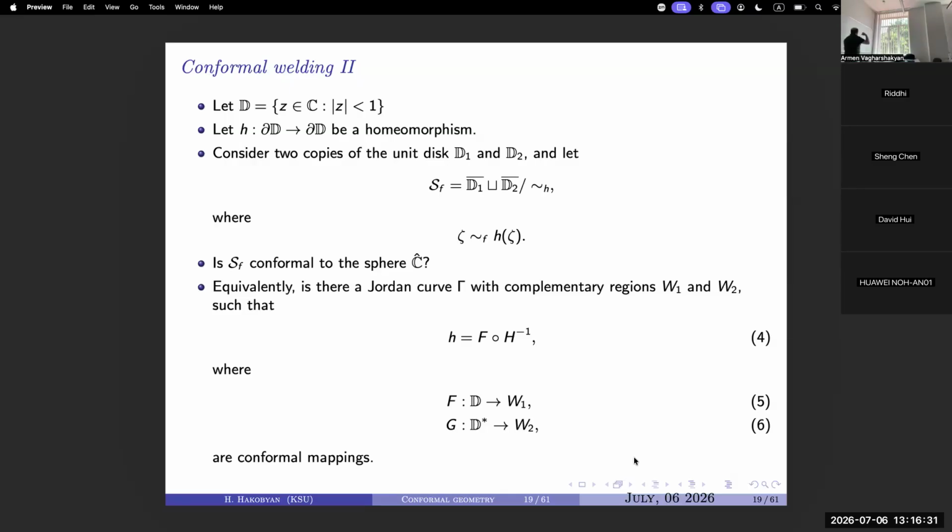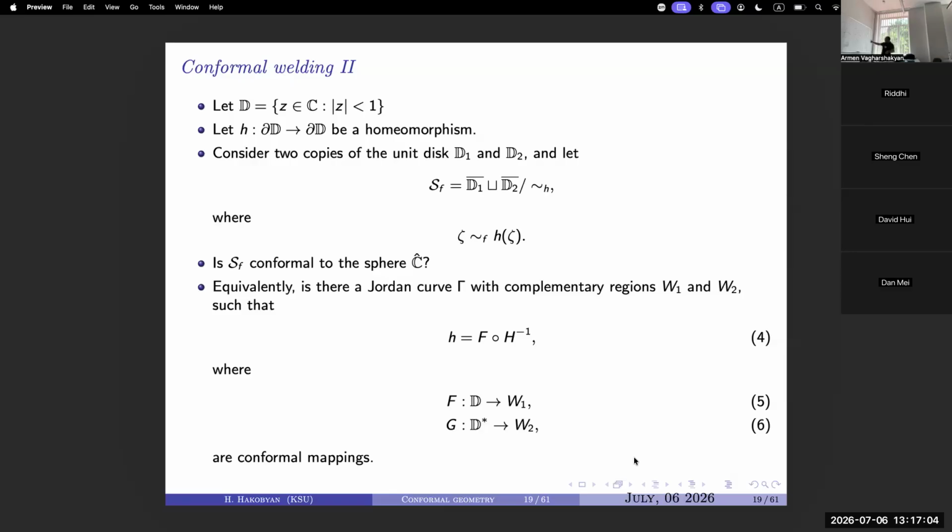So then you can extend both of these functions to the boundary, and then because of that, you can define the function h, which is f composed with h inverse. Right? Okay? And then the question is, is there a curve so that if you do this procedure, you get your function h? That's the question which is called the conformal welding question.